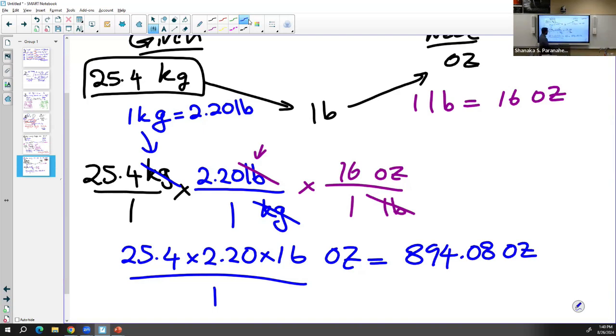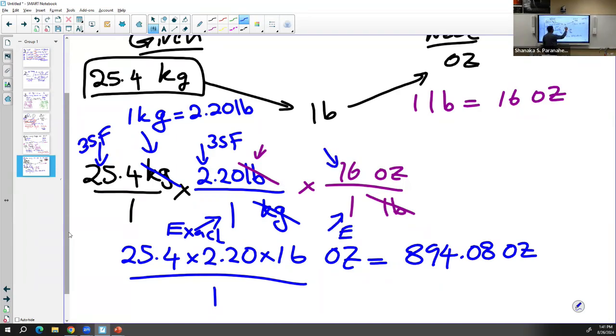If it's not your final answer, go to the calculation and look for the measured values. So this is the mass of the object. So it has 3 significant figures. It's 1 exact, 2.20 measured, 3 significant figures. 1 and 16 both are exact values. So both have 3 significant figures. Answer it in 3 significant figures. It should be 894.